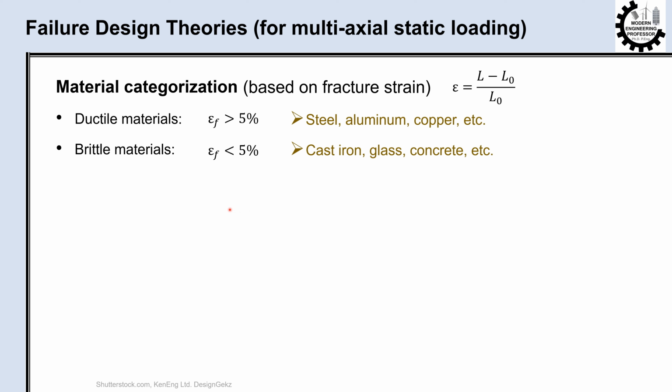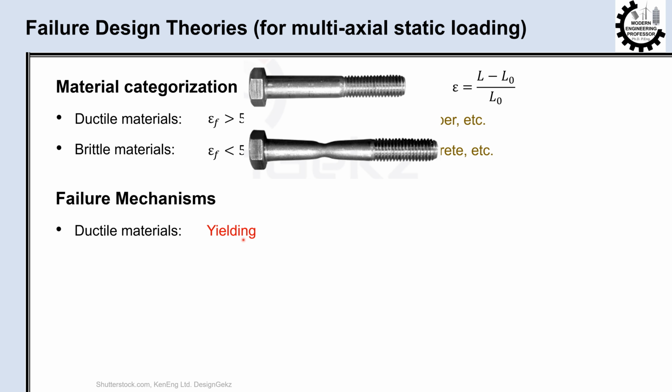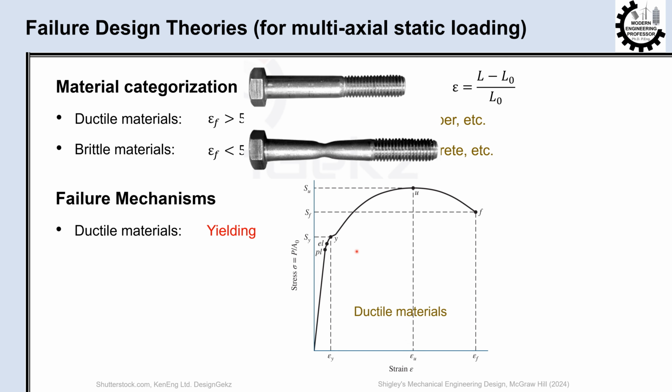Now we can look at the mechanisms of failure for these materials. Ductile materials' failure is defined as yielding, which means the component has become permanently distorted, thus ruining its geometry and losing its functionality. This is indicated by Y on the stress-strain diagram of a tensile test.